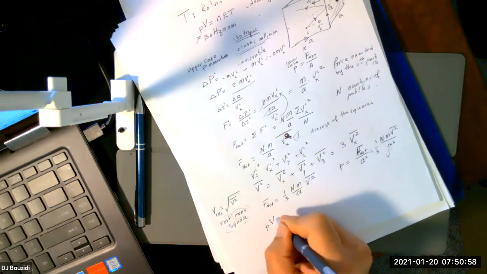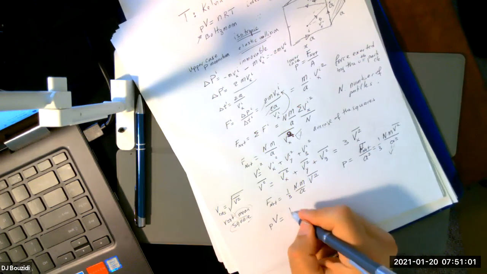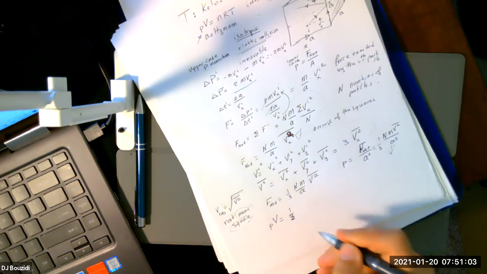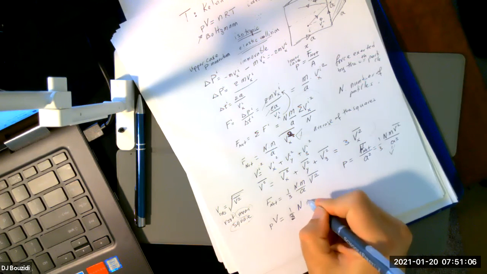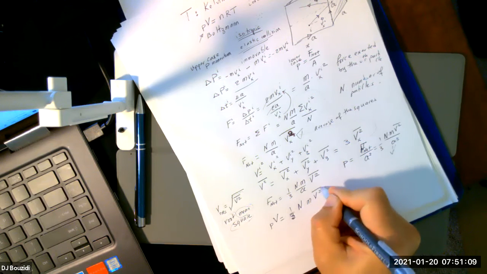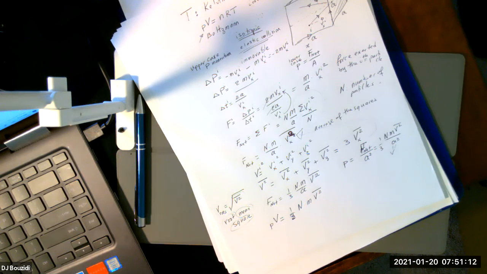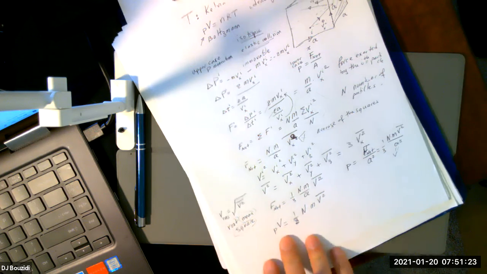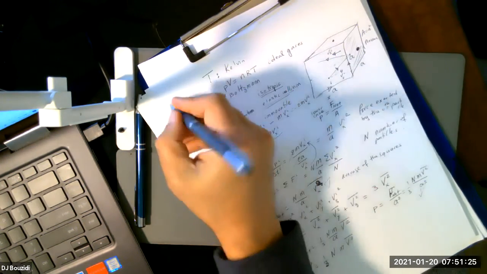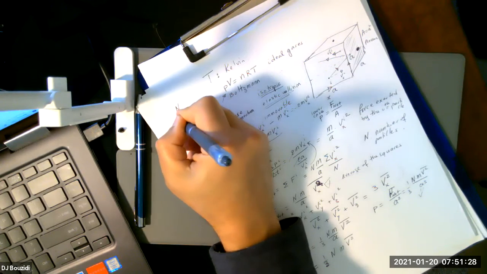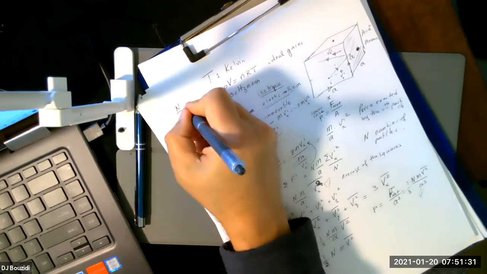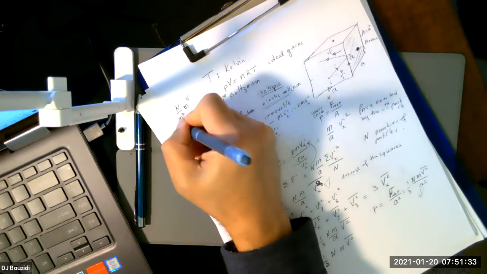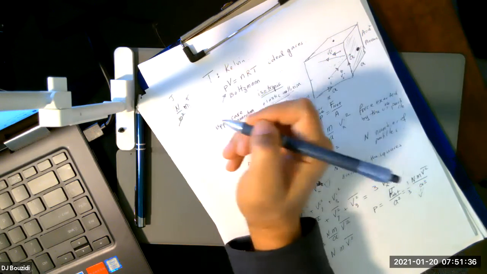So that means that PV equals 1/3 of n times m times v squared. This is very, very close to what we need. This is very close to PV equal to nRT. We already found what the product PV is. Let me say a word about the units, which is very important. P is a pressure, which is Newton per meter squared, times a volume, which is meters cubed. So this is actually a joule.